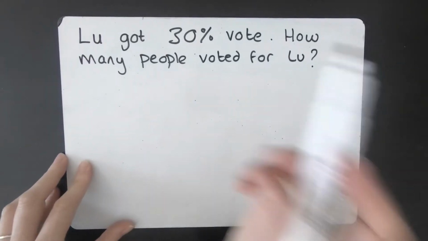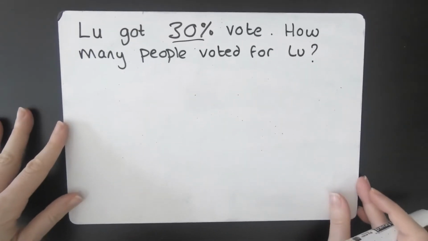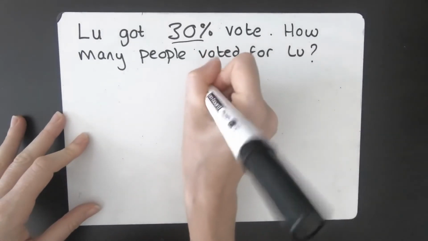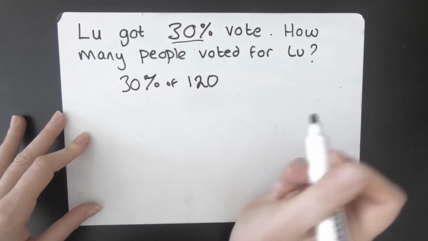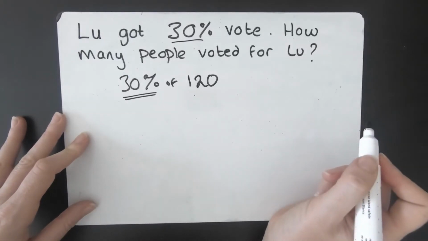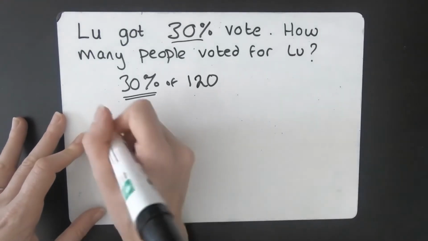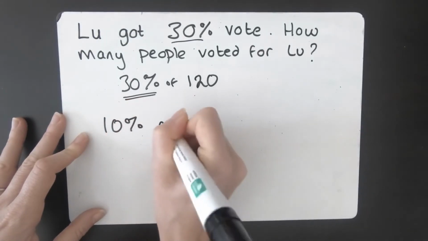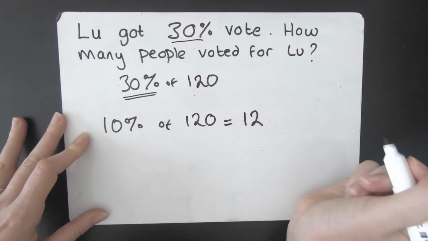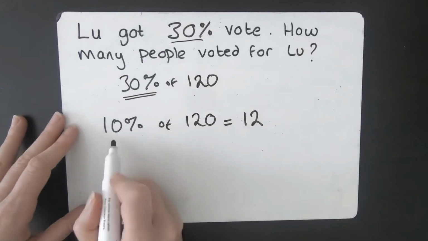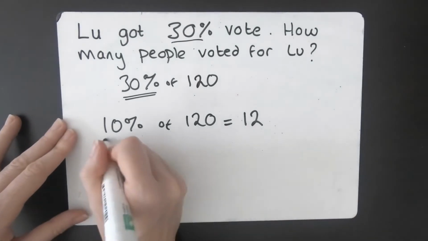Lou got 30% of the vote. How many people voted for Lou? So we know that in total it was 120 people. We've got to find 30% of 120. 30% this time. Right then, what can we do quickly? We can do 10% quickly, can't we? 10% of 120, you should know this, girls, is 12. Now how do we find 30%? We just times 10% by 3. So we're going to times 12 by 3.